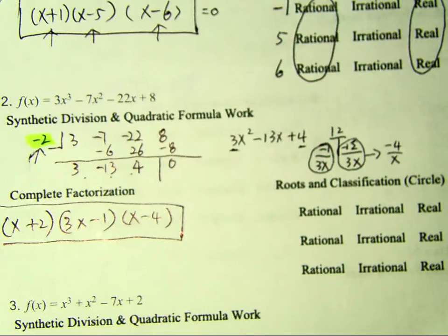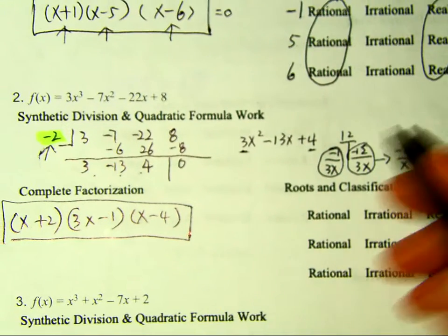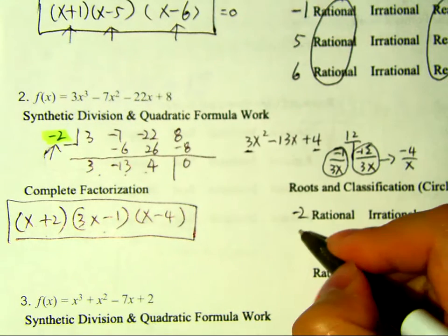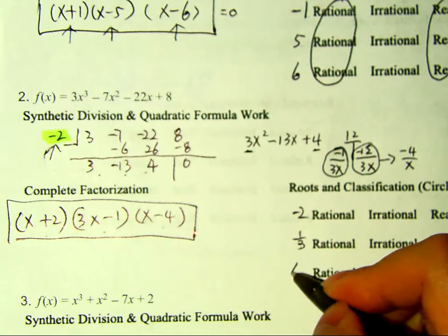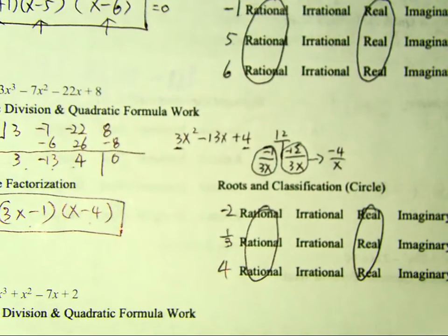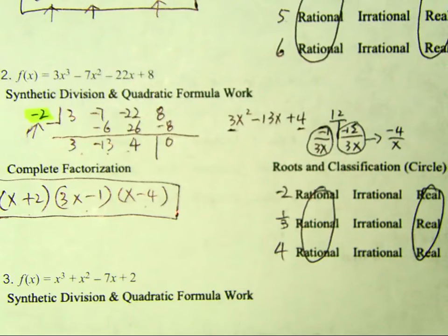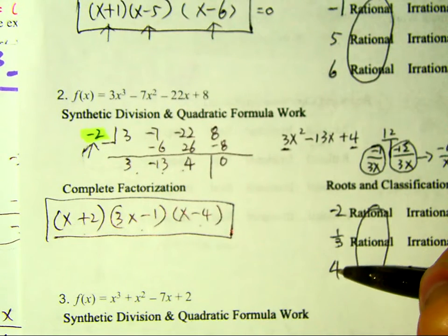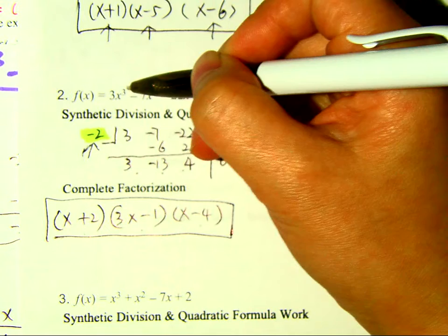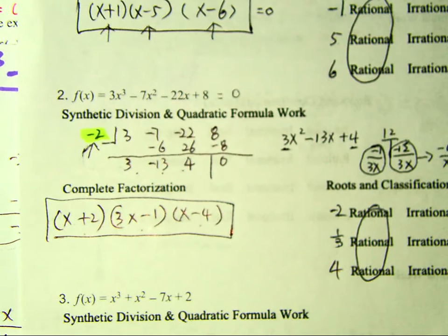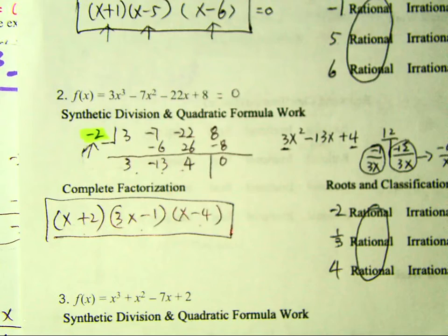After this, let's find the solutions. From here, negative 2. From here, 1/3. From here, 4. Same thing. They are all rational numbers and real numbers. So that's it. That's how you do this problem. And if you want to check your answer, you just plug each of these x values back into the original function, and your answer always has to be 0. If you're not able to get a 0, that means you did something wrong.